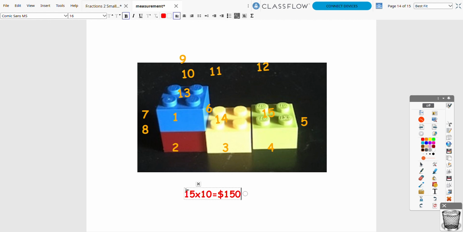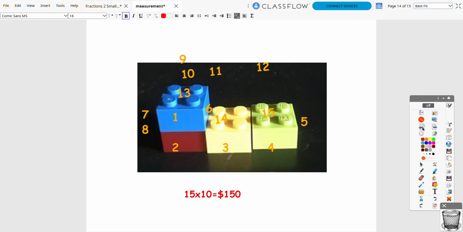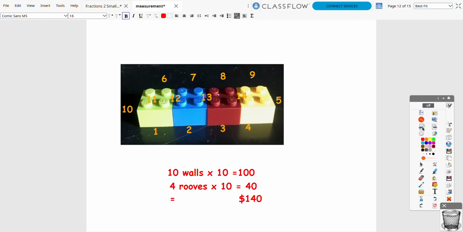So let's have a look back. This one here was $170, $150, and $140. Remember, I didn't count anything on the ground. So the ones at the bottom, I don't count. If the 2 walls are touching, I don't count.